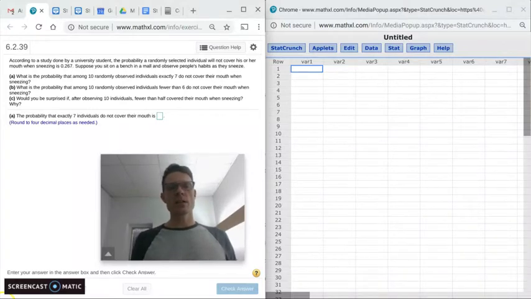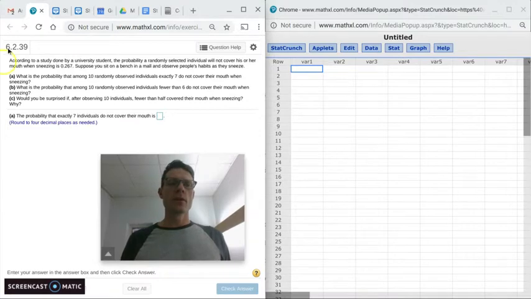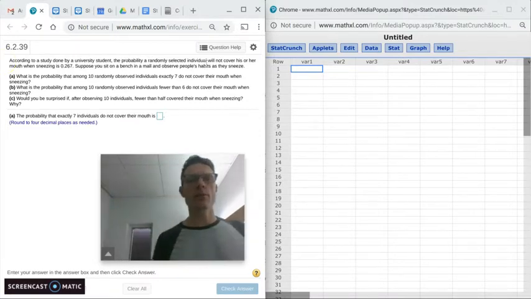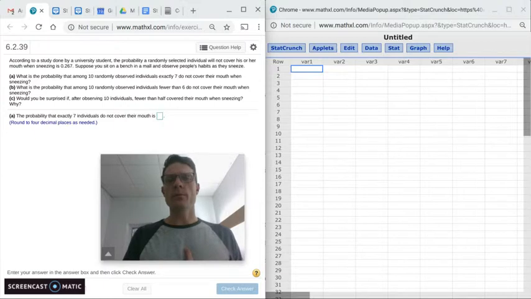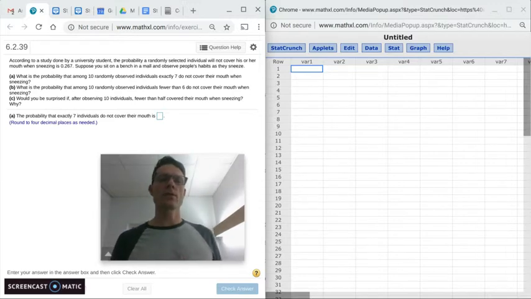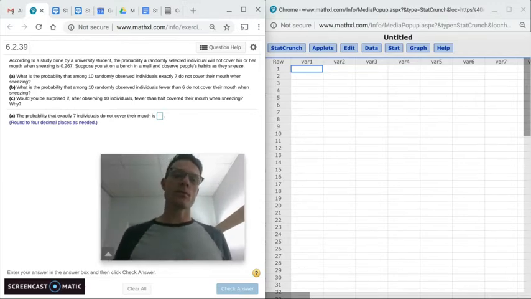So here's number 10 on 6.2 homework. We have the probability that a randomly selected individual will not cover his or her mouth when sneezing is about 27%. Suppose you're sitting on a bench in a mall and observing people's habits as they sneeze. A, what is the probability that among 10 randomly observed individuals, exactly 7 do not cover their mouth?